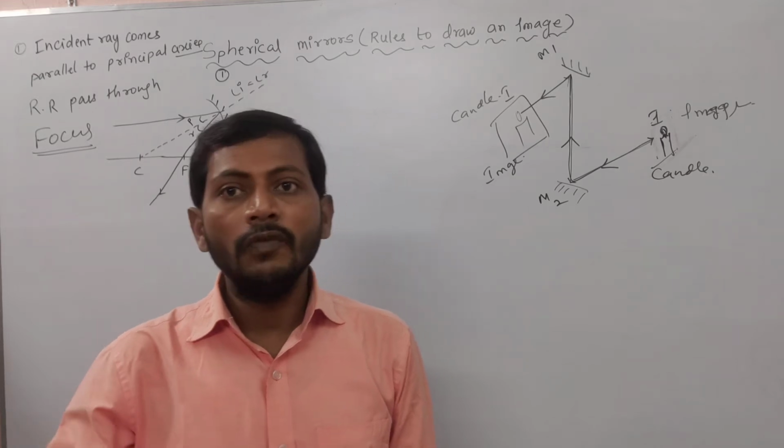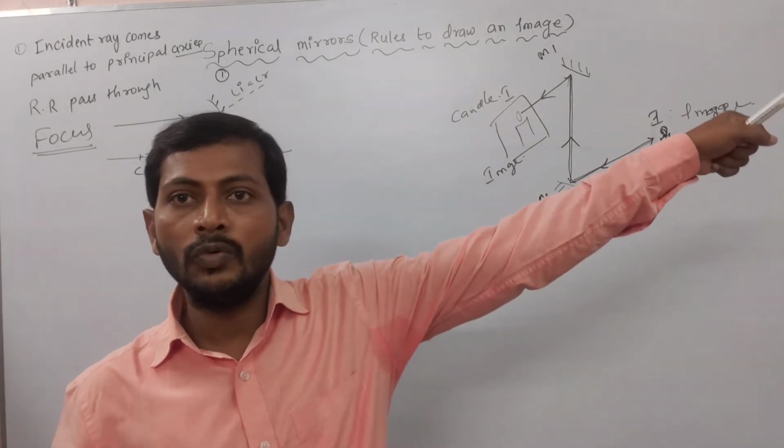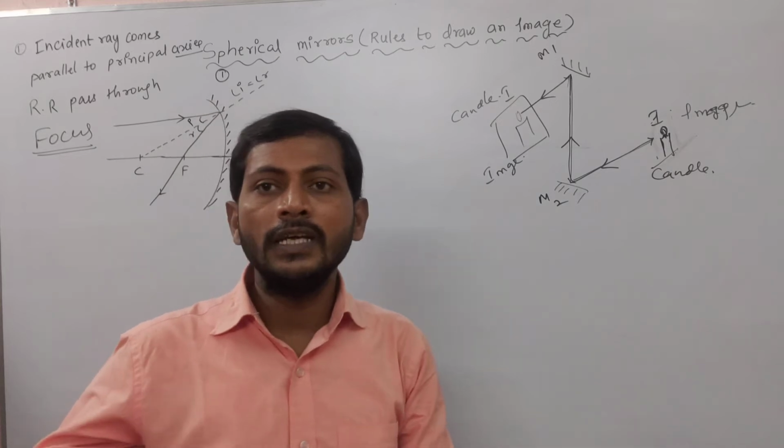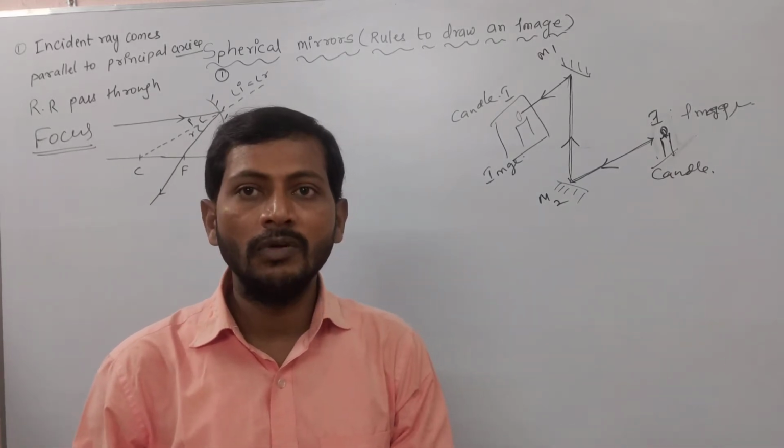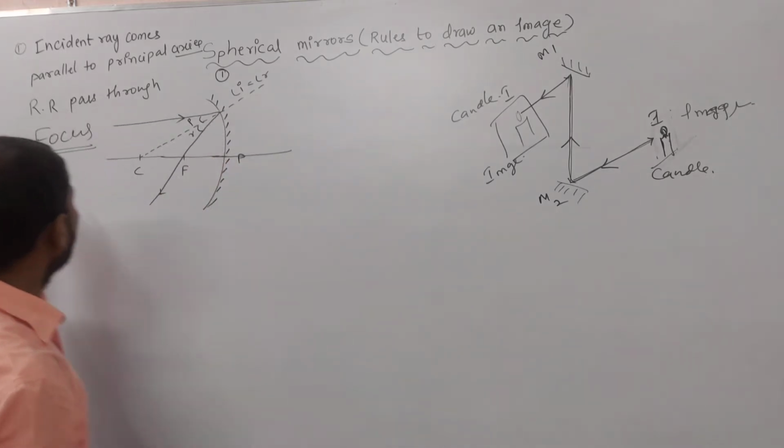What is meant by reversibility? If a ray starts its journey from A to B, and then starts the journey from P, it is going to reach A. This is called reversibility. Then I hope I am going to apply the same rule here.